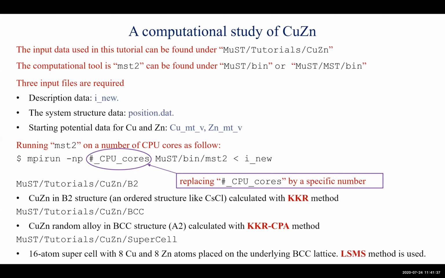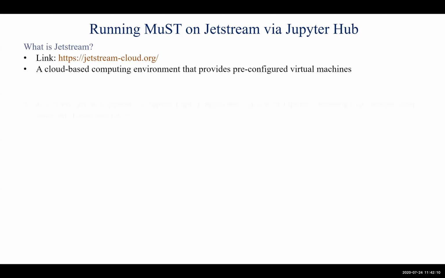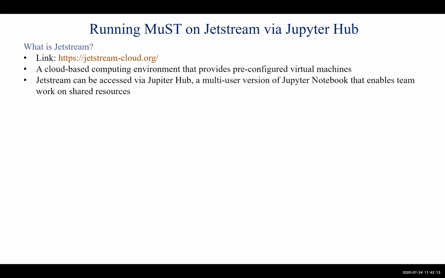To study the disordered structure, I also created a large unit cell to try to mimic the disorder, because resources are limited: it's online, running in the cloud, so we only have a small unit cell. It's only 16 atoms, with 8 copper and 8 zinc placed randomly on the sites. So it's a 16-atom supercell, and we're going to use the LSMS method with the same command. We're going to run this on something called Jetstream. It's a Jupyter hub, an on-demand computing environment that people can log on and use.